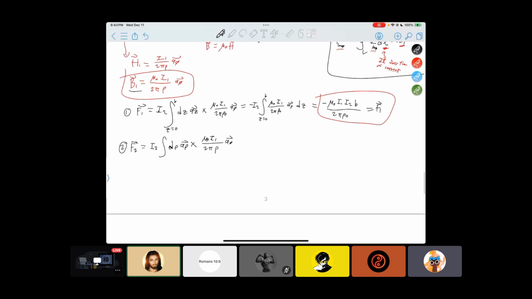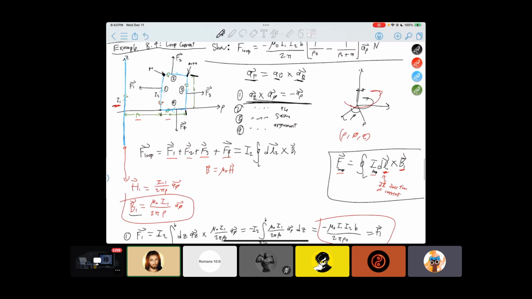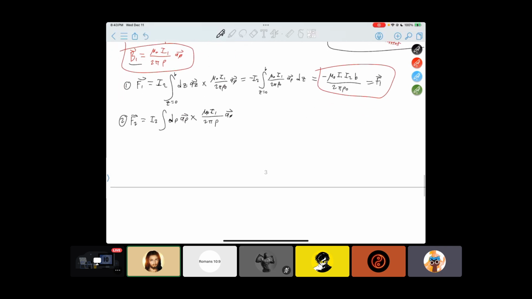So now what we have is A rho cross A phi equals AZ. And you know what? That actually makes sense because you see how F2 is pointing in the AZ direction. There you go. So we know we're doing something right. And we have to integrate rho from rho naught to rho naught plus A. All right, so this shouldn't be too bad. So I2, let's see, integrate from rho naught to rho naught plus A.